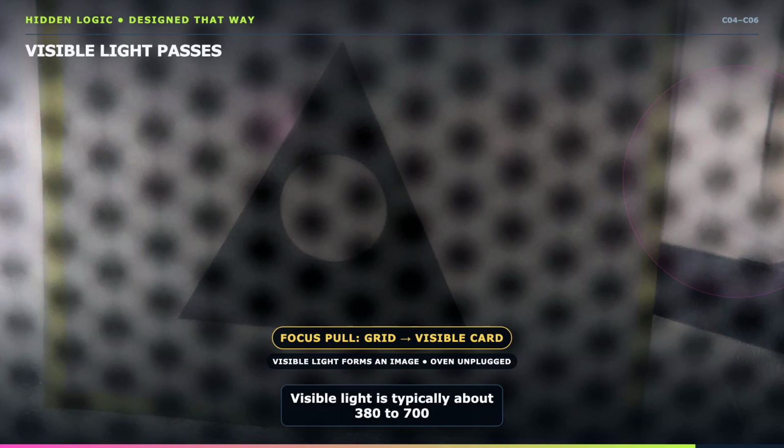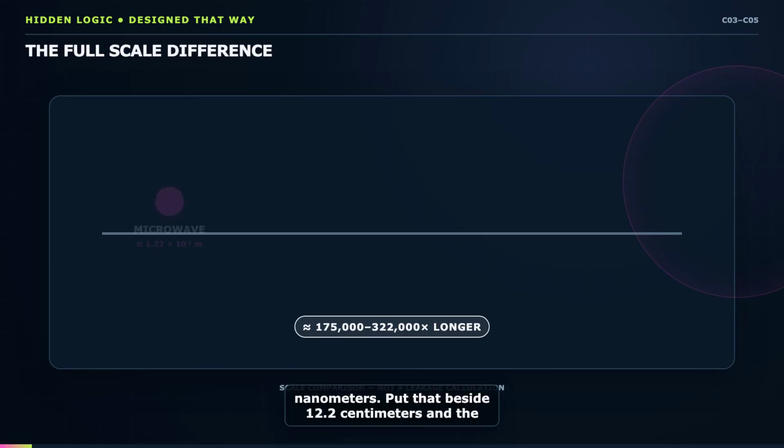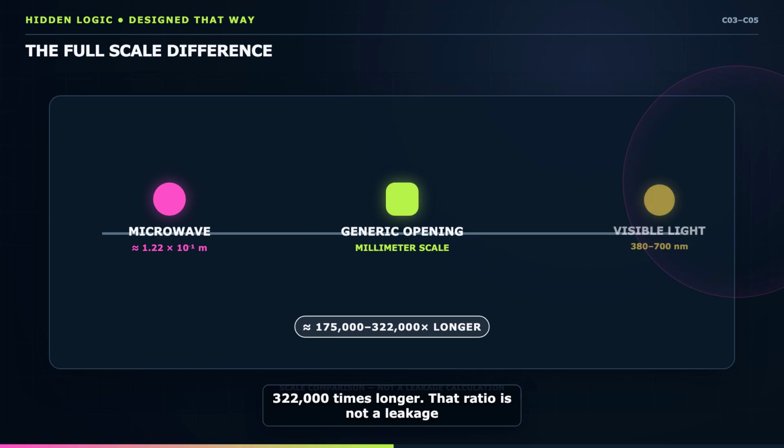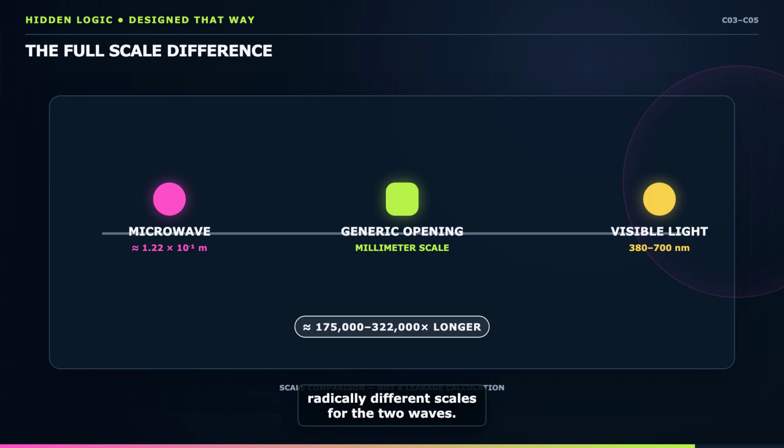Visible light is typically about 380 to 700 nanometers. Put that beside 12.2 centimeters, and the common oven band wavelength is roughly 175,000 to 322,000 times longer. That ratio is not a leakage calculation. It explains why one opening occupies radically different scales for the two waves.